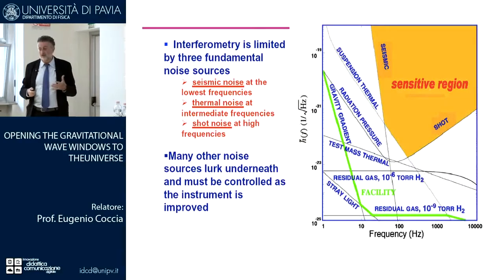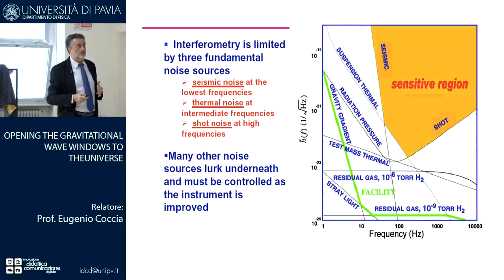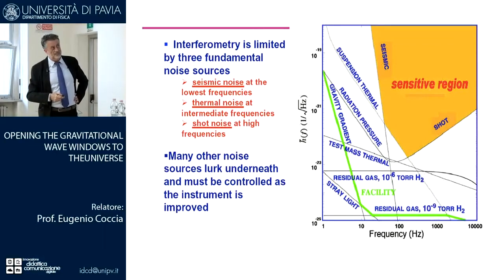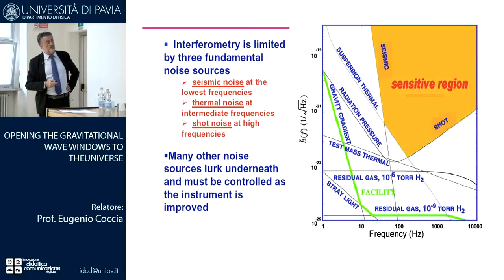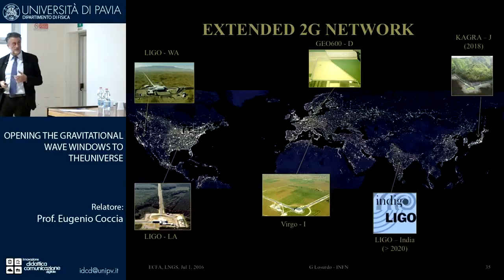There are several sources of noise, of course. One is at low frequency. In the low frequency band, this is the amplitude that you can detect, and this is the frequency of the wave. In the low frequency part, you are dominated by seismic noise. You have to reduce seismic noise, of course, suspending the detector very well with mechanical filters. In the intermediate region, you have the thermal movement of the wires and of the mirror, and in the upper part, you have the shot noise due to the counting of the photons of the laser.